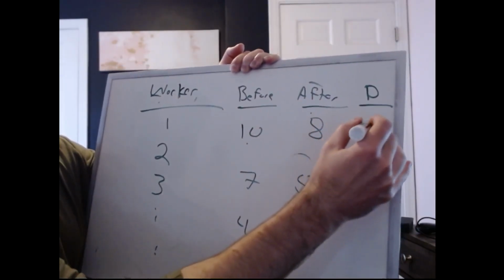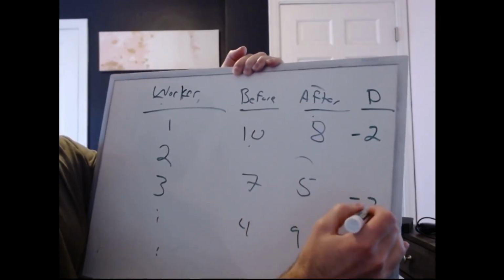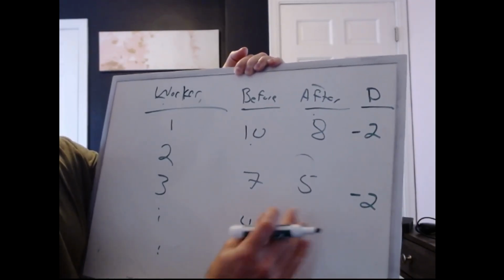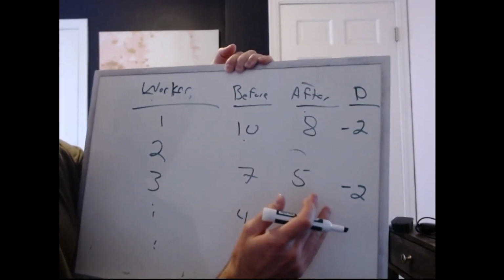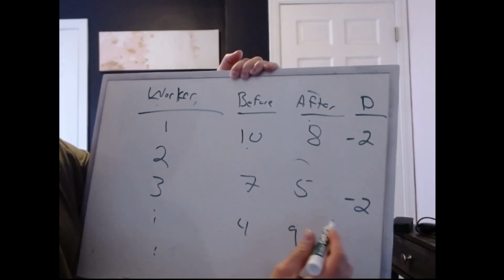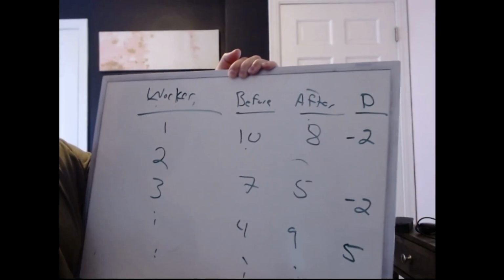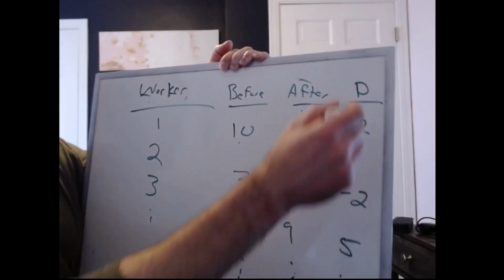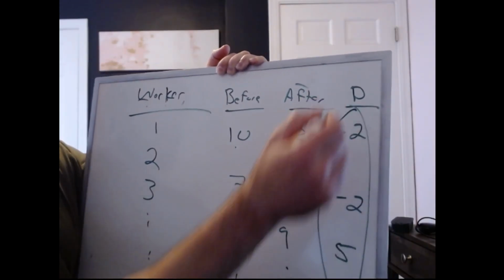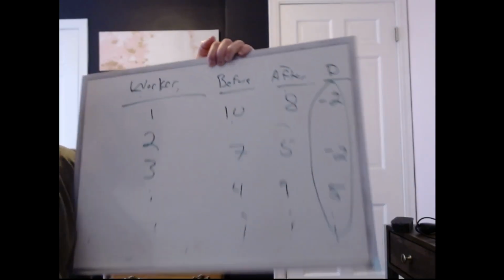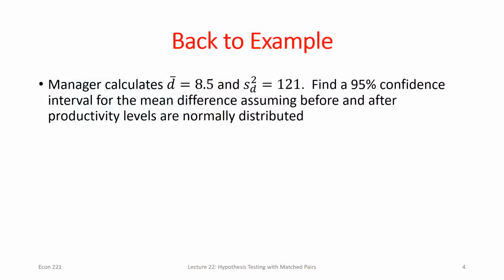So here it would be -2. Here it would also be -2. And then this one would be 9 minus 4, so 5. And then we would do that for every single worker. Now once we have this difference variable, we can find the mean and variance of this difference variable. So that's how we're finding these numbers. So we've got our mean difference and our variance on that difference variable.